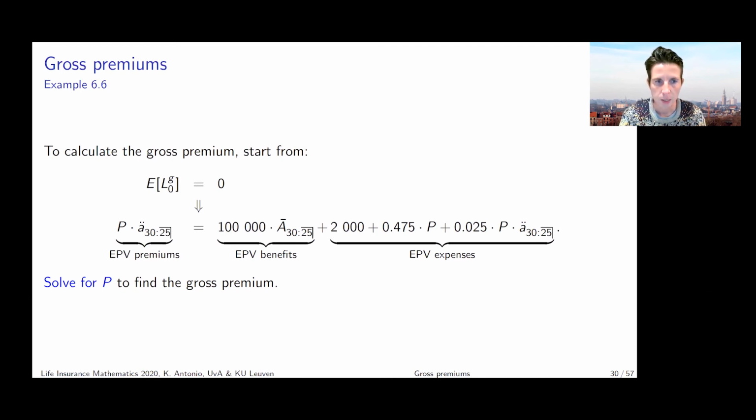So, like I said, technically there is not much new here. It's more about putting the different building blocks that we've been developing together in the appropriate way to do the valuation of the premiums.